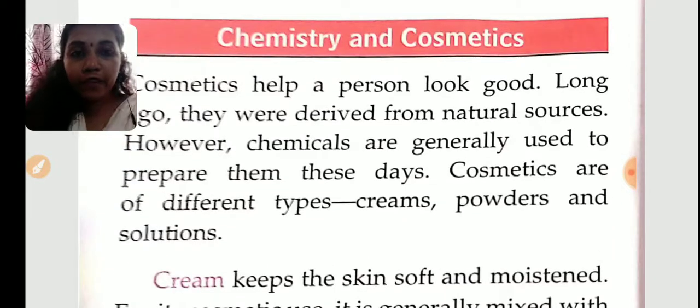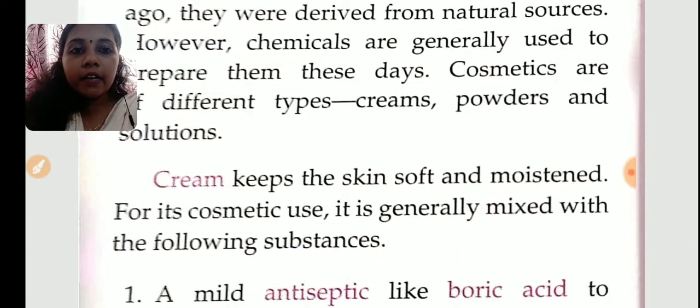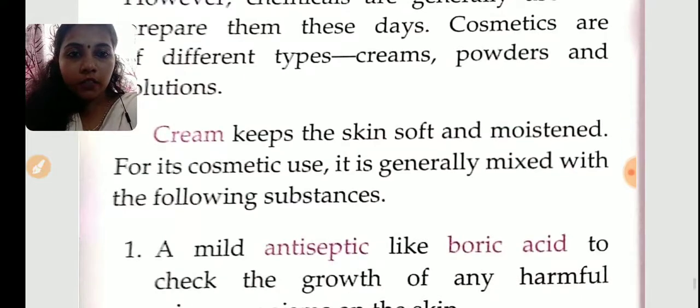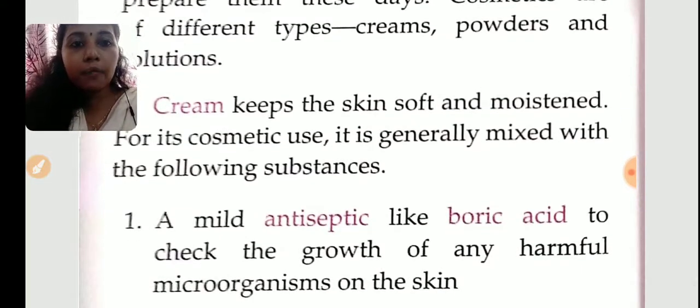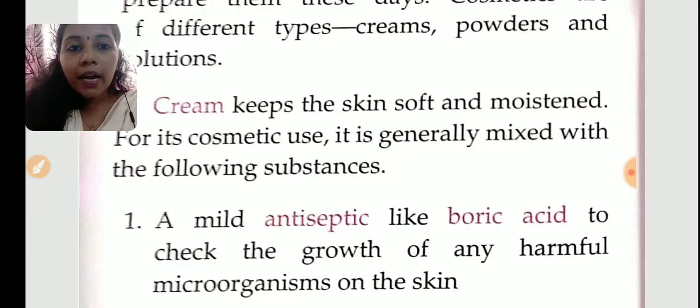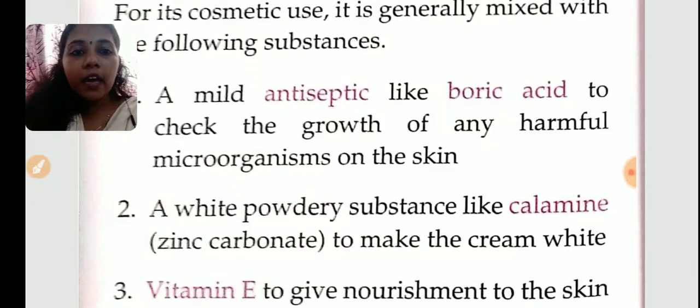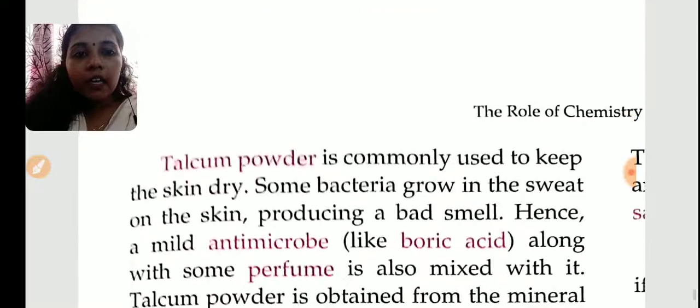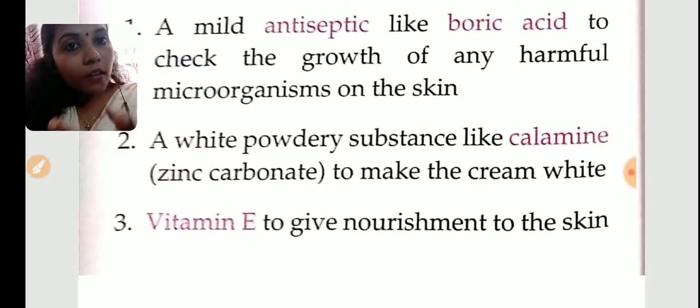So cosmetics are of different types. Cosmetics are of several types. Which are they? Cream, powder, solutions, etc. Okay. Cream keeps the skin soft and moistened. For its cosmetic use, it is generally mixed with the following substances. How a cream is prepared, that is what we are going to study. A mild antiseptic like boric acid to check the growth of any harmful microorganisms on the skin. A white powdery substance like calamine, vitamin E, etc. are present in what? In cream.